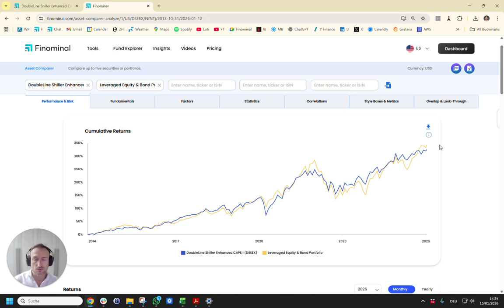And this concludes our short analysis of DoubleLine's Shiller Enhanced CAPE fund. As mentioned, this is a complex portfolio. It's an interesting one, but it hasn't created any real value compared to pure equity exposure or even to such a simple replication portfolio. Hope that helps.